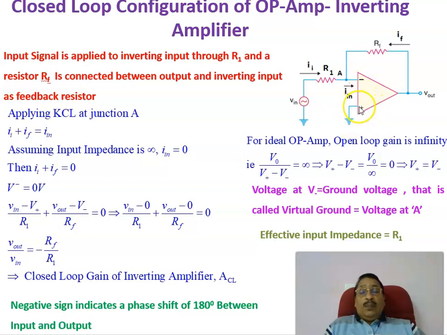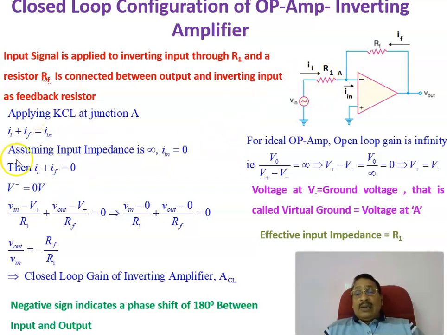That is why this ground point potential is same as this potential. That's called the virtual ground. This voltage is same as this voltage because V plus is same as V minus. Therefore, this is a virtual ground. This voltage is equal to 0 voltage. Since it is grounded, this voltage VA is equal to 0 voltage.